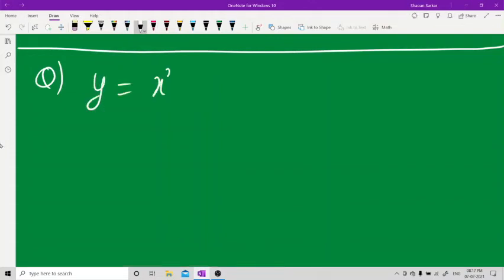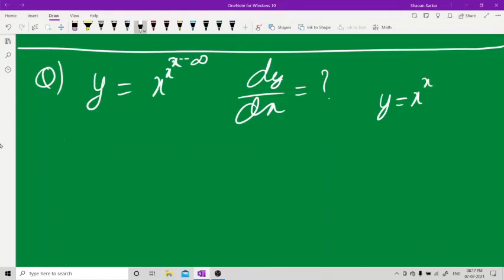y is equal to x to the power of x to the power of x up to infinity. Find dy by dx. Now do one thing. देखो एक चीज, ये ऐसे जा रहा है y इक्वल टू x x x इसके ऊपर भी x up to infinity तक.